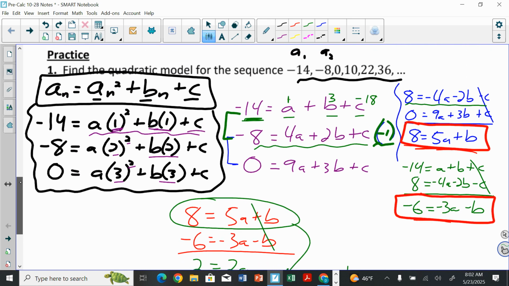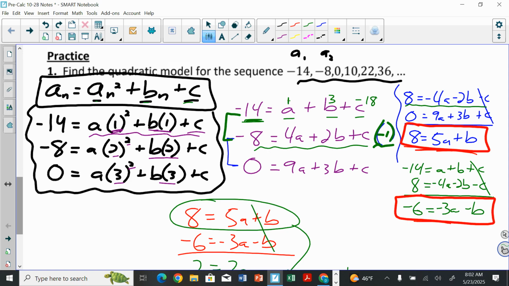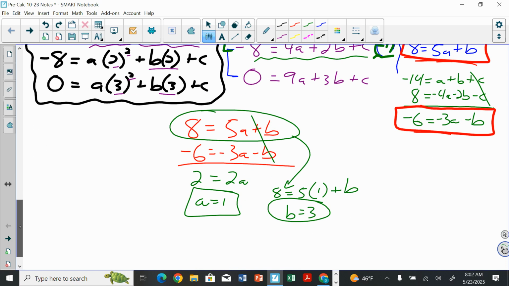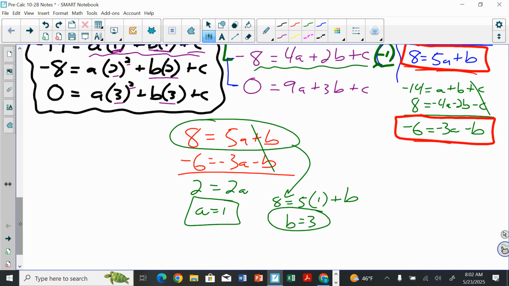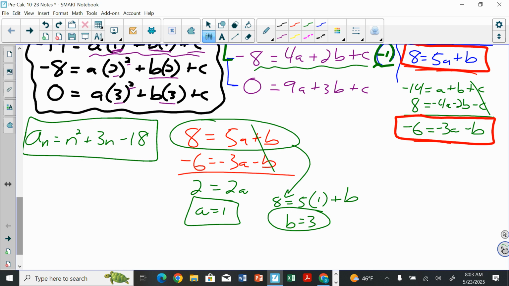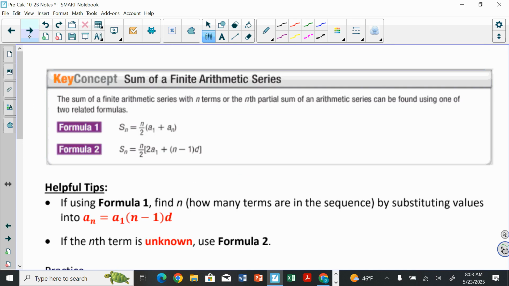So now I can go back and I can write them in this form with my new A, B, and C. I know A is 1, I know B is 3, and I know C is -18. So I can rewrite my answer here as follows. A sub n equals n squared because A was 1, plus 3n because B was 3, minus 18 because C was -18. I know it took a lot of work to get there. Hey, deal with it. All right, next up, let's move on to the next page here.